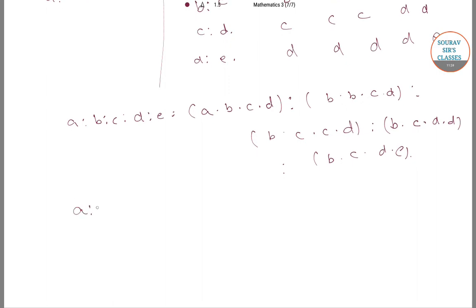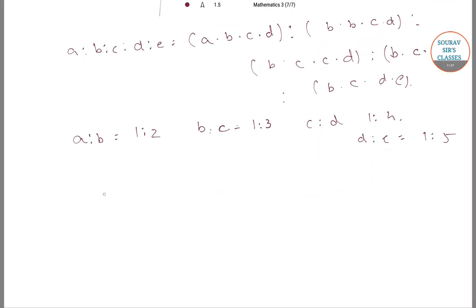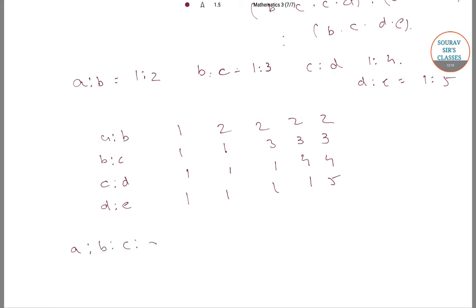Now suppose we have A is to B is equals to 1 is to 2, B is to C is equals to 1 is to 3, C is to D is equals to 1 is to 4, and D is to E is equals to 1 is to 5. So from here we will get A is to B 1, 2, 2, 2, 2. B is to C, it's 1, 1, 3, 3, 3. C is to D 1, 1, 1, 4, 4, and D is to E is 1, 1, 1, 1, 5. So our A is to B is to C is to D is to E is equals to 1 is to 2 is to 6 is to 24 is to 120.